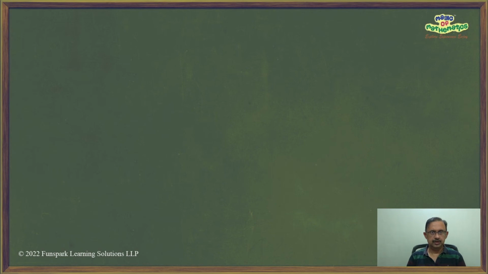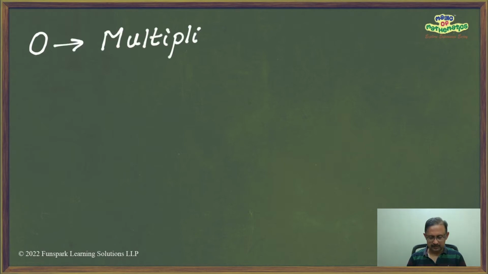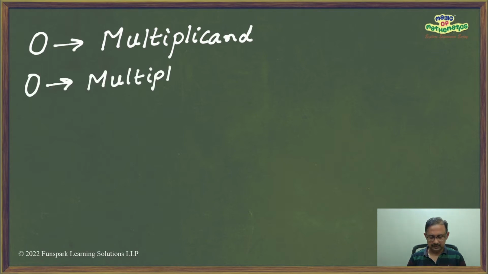In this video, I intend to look at multiplication of natural numbers by 0. There are three cases that we would need to examine: 0 being the multiplicand, 0 being the multiplier, and 0 times 0. I'll take examples to examine the cases.